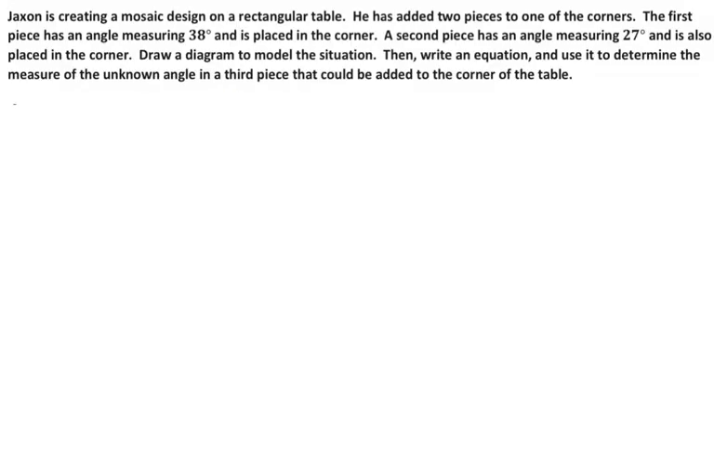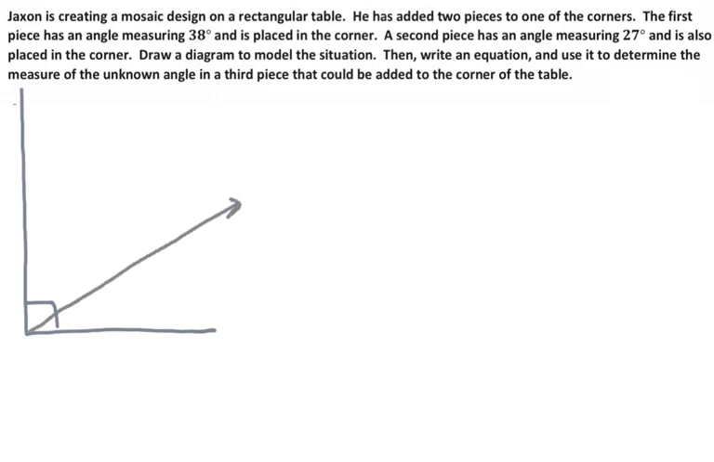And our last example. Jackson is creating a mosaic design on a rectangular table. He has added two pieces to one of the corners. The first piece has an angle measuring 38 degrees and is placed in the corner. A second piece has an angle measuring 27 degrees and is also placed in the corner. Draw a diagram to model the situation, then write an equation and use it to determine the measure of the unknown angle in a third piece that could be added to the corner of the table.